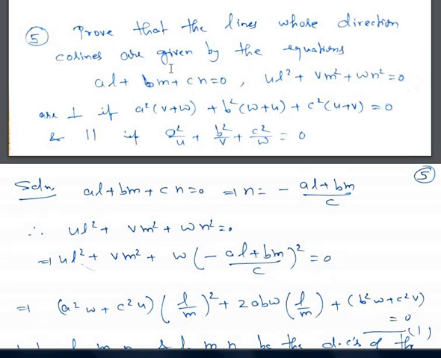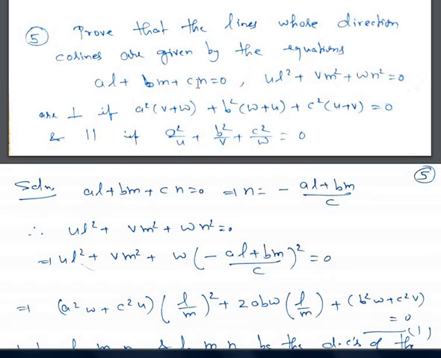Prove that the lines whose direction cosines are given by the equations al + bm + cn = 0, ul² + vm² + wn² = 0 are perpendicular if a²(v + w) + b²(w + u) + c²(u + v) = 0, and the lines are parallel if a²/u + b²/v + c²/w = 0. So we have to show that these lines given by these two equations are perpendicular if this condition is satisfied and are parallel if this condition is satisfied.